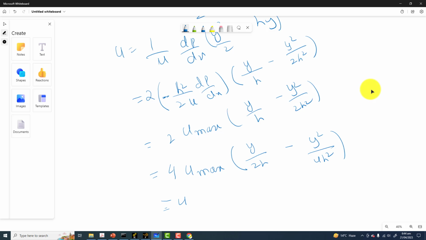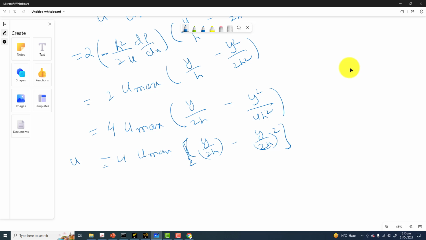So we can write down this thing as 4 u max, square bracket, and y upon 2h minus y upon 2h whole square. Okay, and also keep this thing in mind that the u maximum is equal to minus h square upon 2 mu dp by dx. Okay, and now we need to find out the u mean.